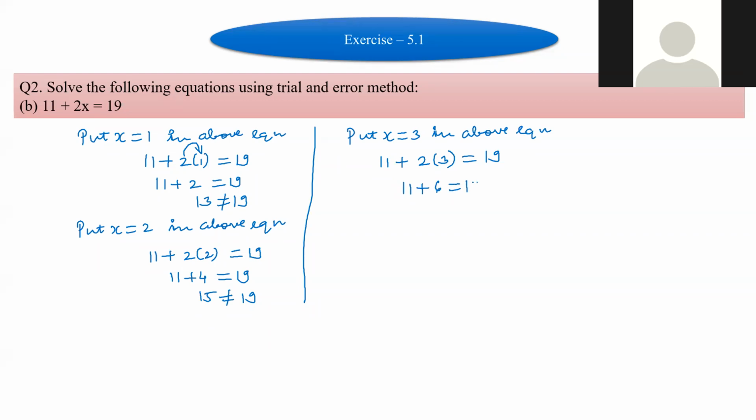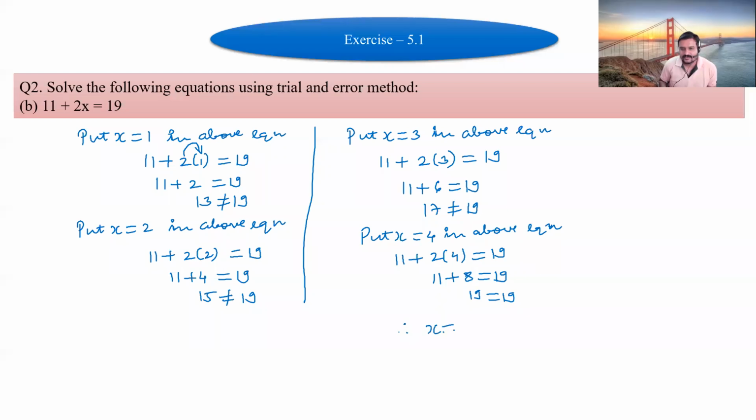17 is not equal to 19. Okay. Put x is equal to 4 in the above equation. 11 plus 2 times 4 is equal to 19. 11 plus 8 is equal to 19. 19 is equal to 19.